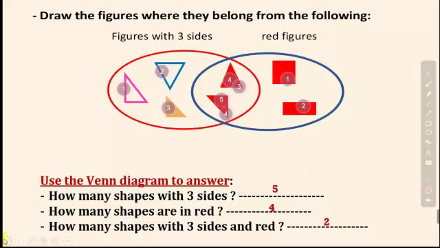So I have 4 shapes in red. How many shapes with three sides and in red? I will go to the intersection area here. How many shapes do I have? They are counted twice because they have the attributes of the first circle and the second circle. So how many shapes do I have? I have 2 shapes. 2 shapes with three sides and red. Okay, let's move to the next exercise.